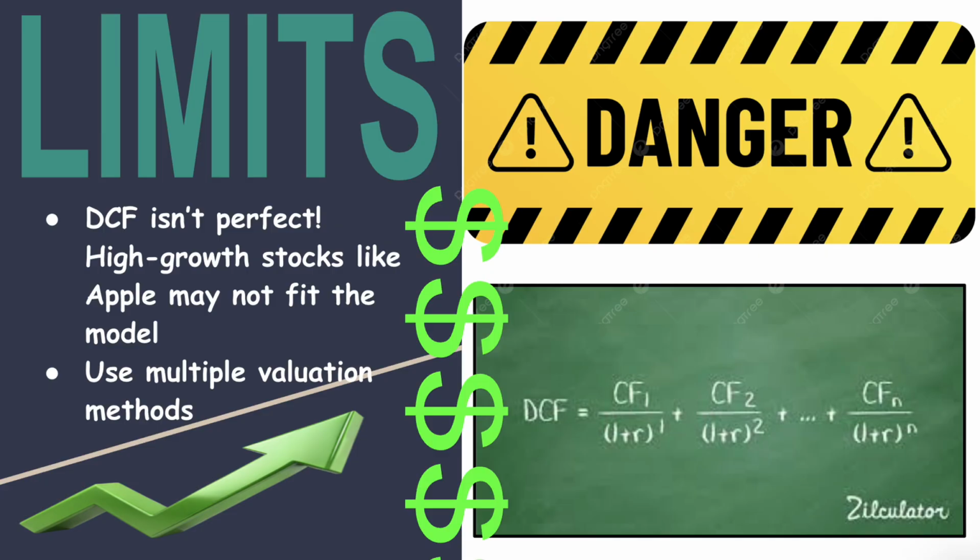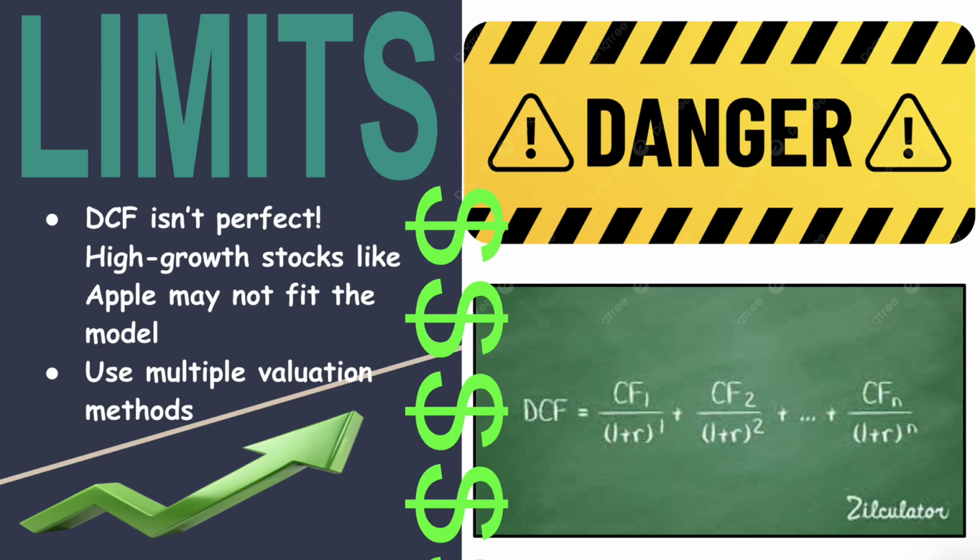This is an excellent example of why the DCF model has its limitations. For high growth companies like Apple, a simple 5-year DCF model might not capture their long-term potential. That's why using multiple valuation methods and adjusting your assumptions is essential.